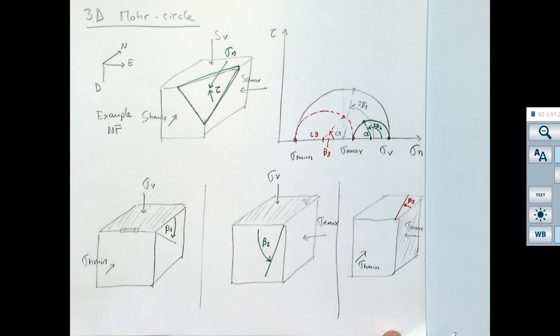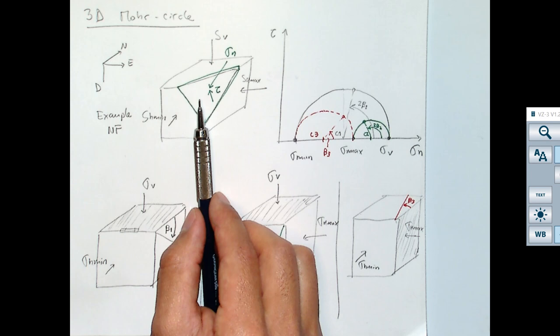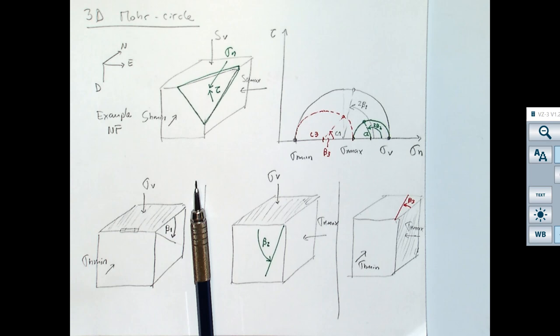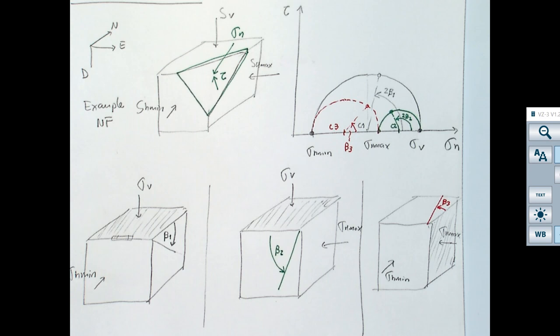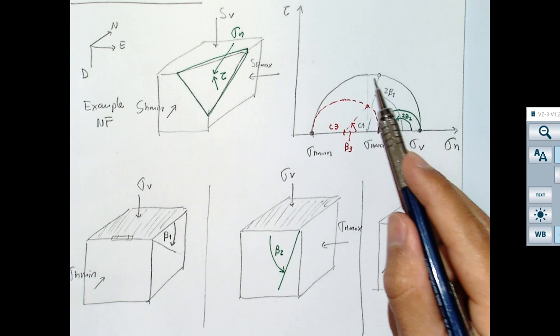What if you had something like this, which is not aligned with any of the principal stresses? What would be their shear and normal stress? Where would that plot in here? What do you think? Why? Well, we know very clearly it's not going to be bigger than the maximum. Exactly. That's not going to be less than the minimum, right?